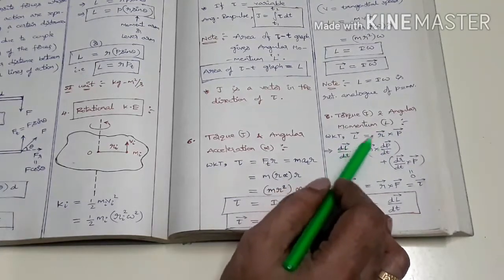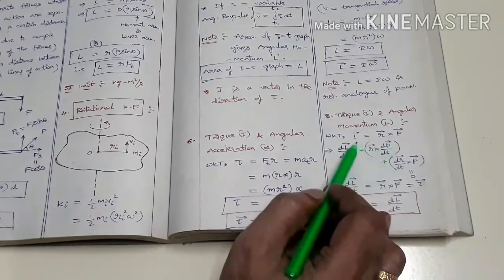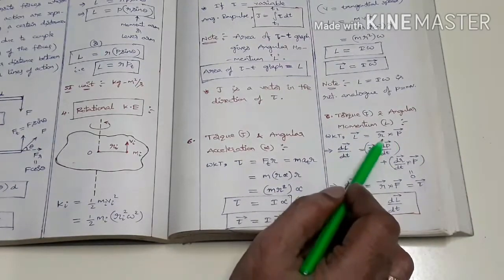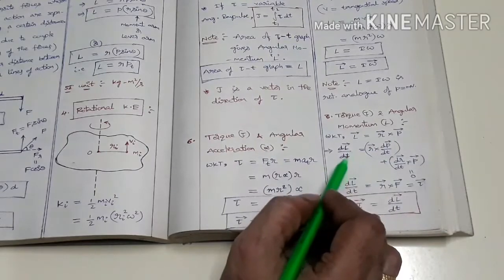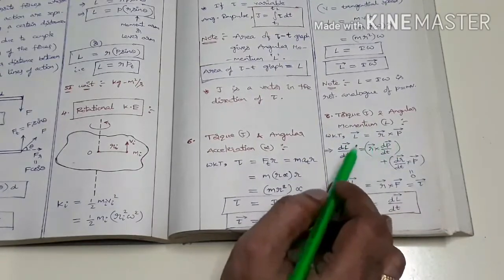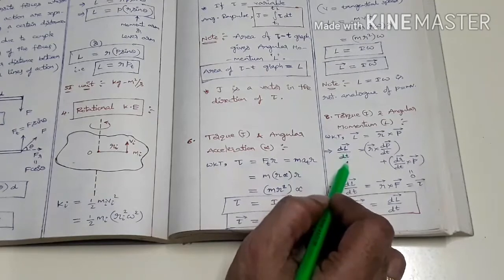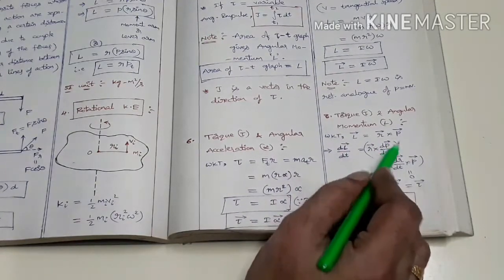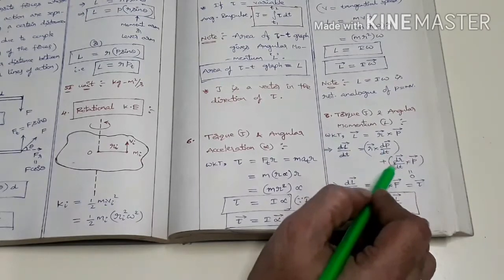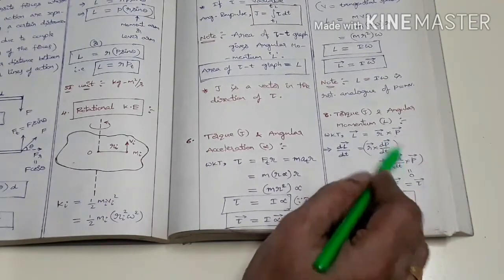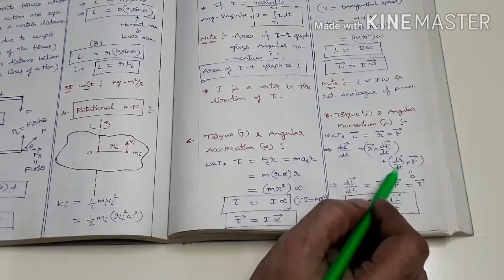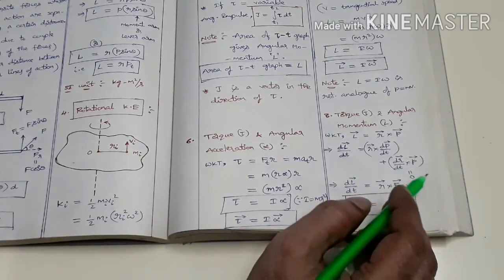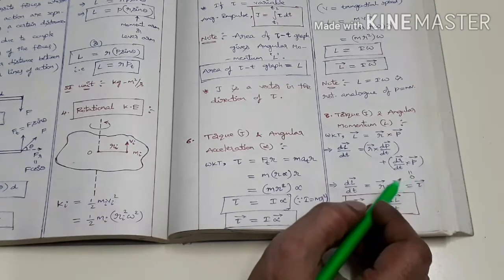We know that L bar equal to R bar cross P bar. Angular momentum vector equal to radius vector cross linear momentum vector. That implies we are differentiating this entire expression with respect to time. Therefore dL bar by dt equal to R bar cross dP bar by dt plus dR bar by dt cross P bar. So this dR bar by dt equal to 0, because the radius does not change here. So it is equal to 0.